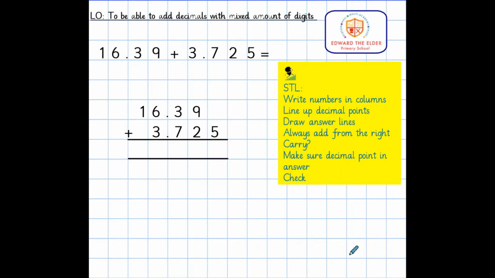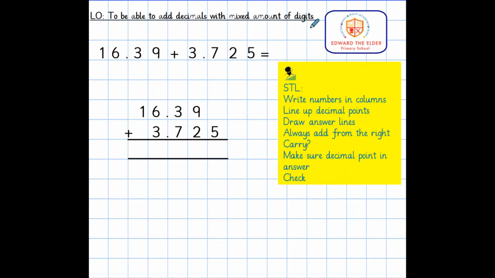We teach two methods in Year 6. The first extends Year 5's learning with increasingly larger numbers. This can be seen in our calculation policy. This video will model the final method on our calculation policy. Let's take a look at our learning objective: to be able to add decimals with mixed amount of digits.